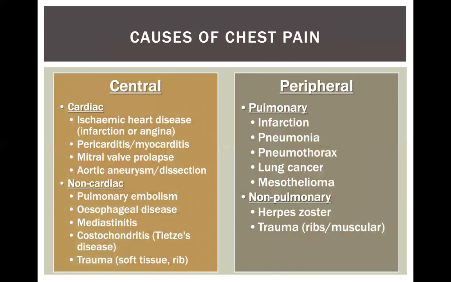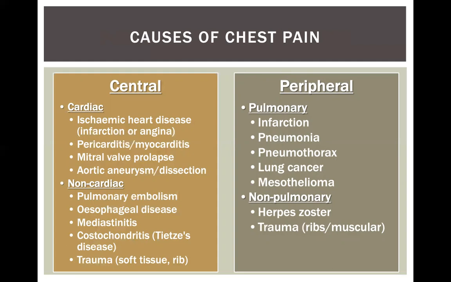Now, one of the important differentiating points, as we talked just a few minutes ago, is differentiating chest pain into two main types, the central and the peripheral chest pain. For central chest pain, the big question is whether it is cardiac or non-cardiac in origin, while for peripheral chest pain, the main question is whether it is pulmonary or non-pulmonary in origin.